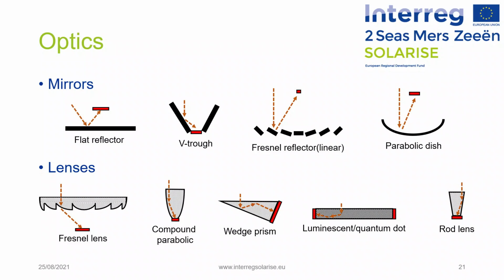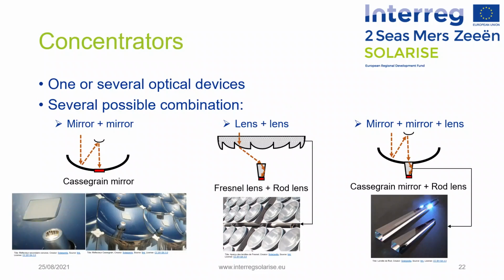They are all characterized by the following parameters: reflection, refraction, luminescence, concentration ratio, and acceptance angle. In a CPV system, a single optical device can be used to concentrate solar radiation onto the solar cell, as shown here, or a combination of several optical devices can be created, resulting in more complex concentrators, as shown on this slide, where there are once again several possible combinations.